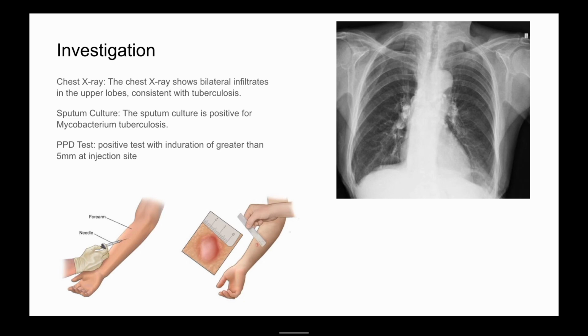Another test which is not mentioned in the slide is IGRA, that is interferon gamma release assay. It is a more specific one and convenient to do because it is a blood test, but the disadvantage is that it's pretty much expensive and a single test costs around 12 to 13,000.